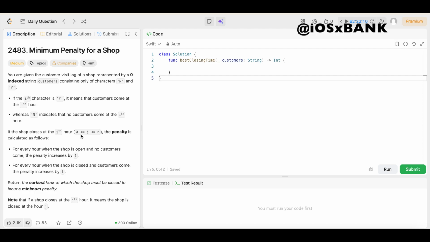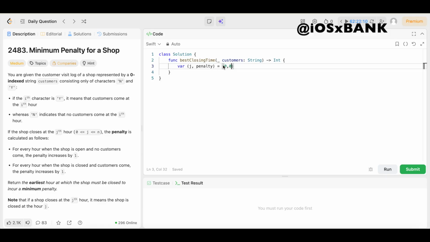The solution is not that difficult at all. First thing we need to do is store the best closing hour that we found so far. So we're going to declare a variable. Open up the parentheses, say j, comma, penalty. So it's going to be a tuple, and we're going to set that equal to a tuple of 0, 0 just to start. J will store the best closing hour that we found so far, and penalty is going to track the current penalty score for a given closing time.